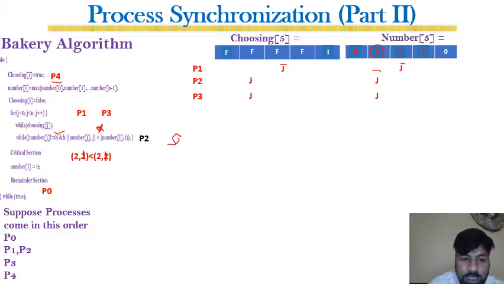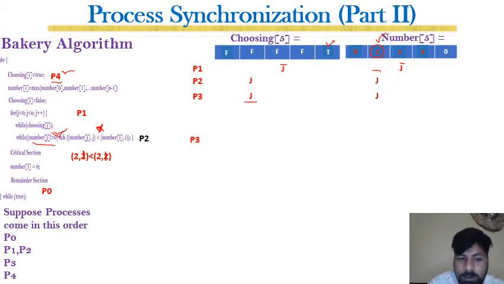And P4 executed, and once P4 is executed, it sets its flag to true. Similarly, P3 proceeds, and once P3 proceeds, it will have to evaluate the two conditions. You can see that number at j should not be equal to 0. So number at j for P3, j is 1. So number at j is not equal to 0. This is true. The first part of the condition is true for P3.